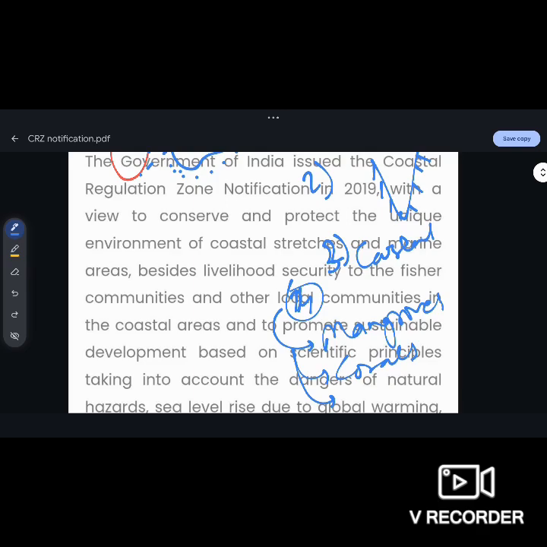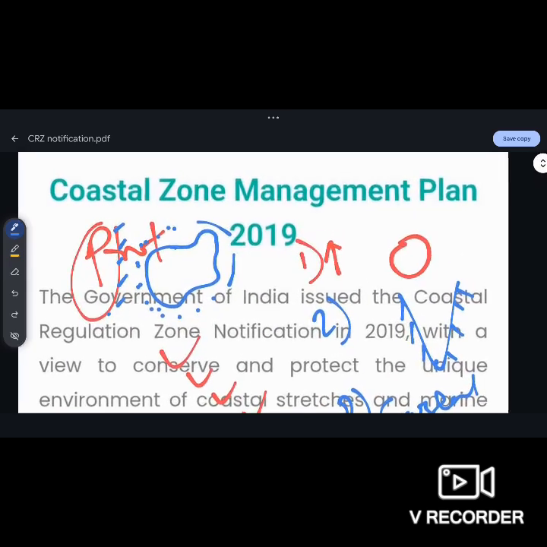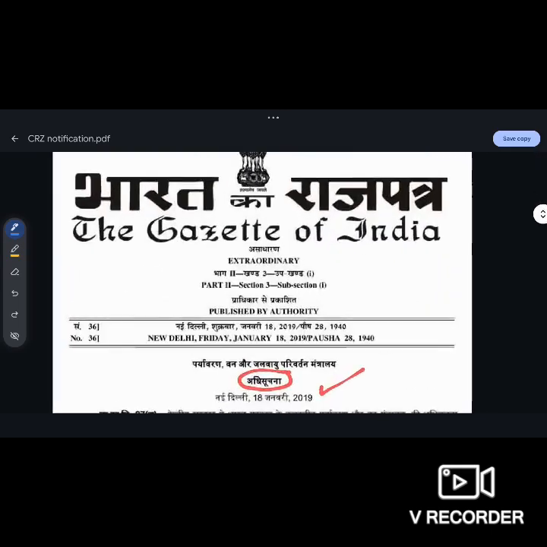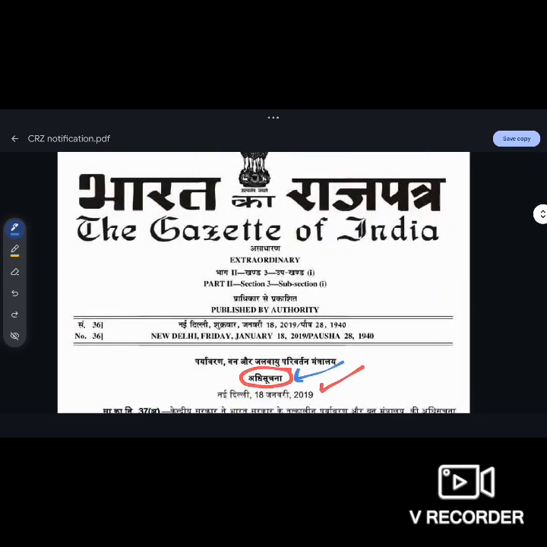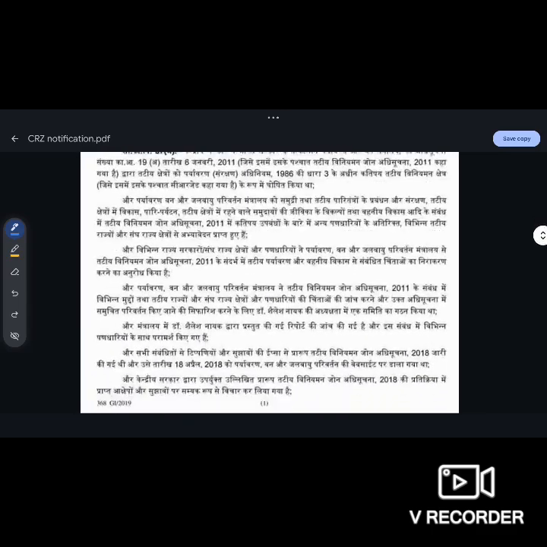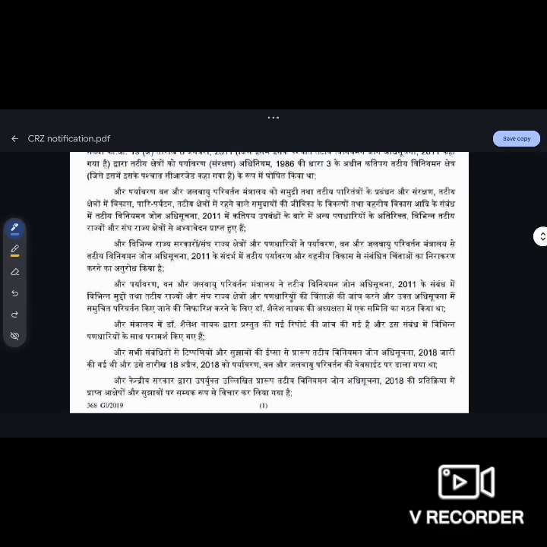Now, because of all these things, the government came up with a plan. We call it the Coastal Zone Management Plan, of 2019. Through a notification, the government brought up this plan, and it was prepared as per the recommendation of a committee, the Dr. Shailesh Nayak committee. A committee was set up for that purpose.